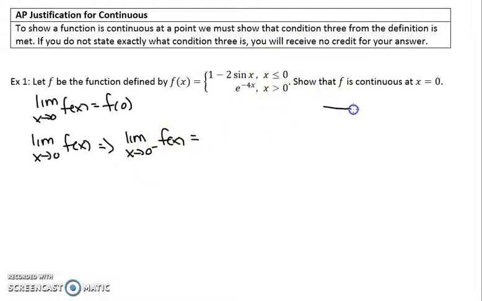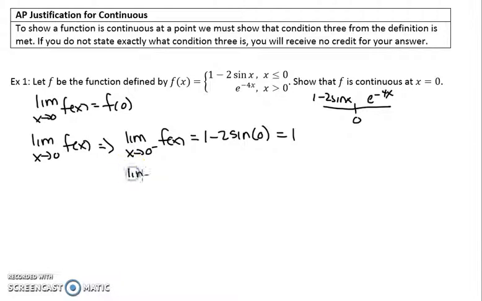So if we're thinking about a number line, here's 0, less than 0 is over here. So this is going to be the 1 minus 2 sine of x part, and this is going to be e to the negative 4x part. So we're going to be thinking about from the left being 1 minus 2 sine of 0. Sine of 0 is 0, 2 times 0 is 0, 1 minus 0 is 1.